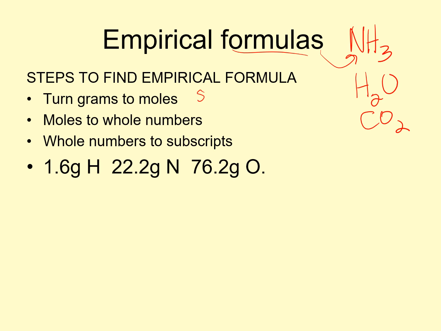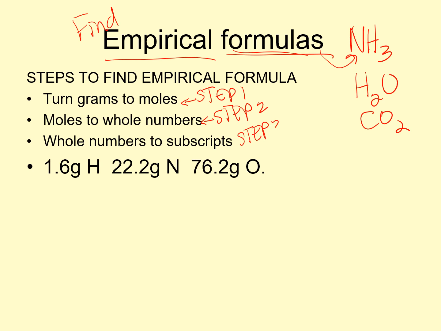First step, step one, to find an empirical formula. Find empirical formula. Step one, turn grams into moles. Step two, turn those moles into whole numbers. Step three, turn the whole numbers into subscripts. Okay, so we're going to practice.